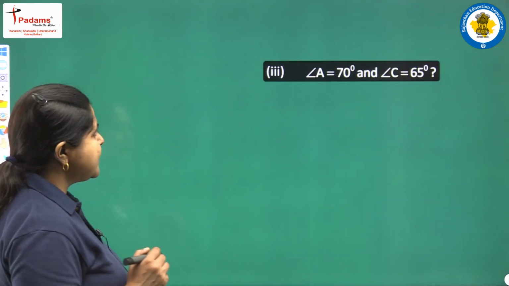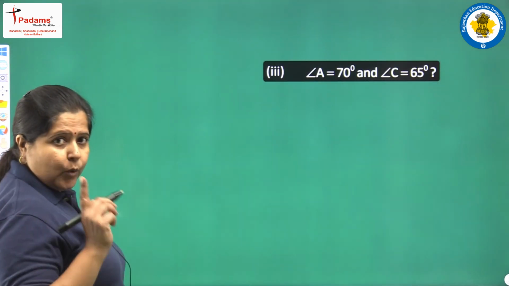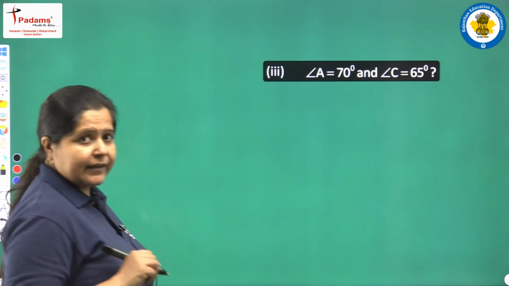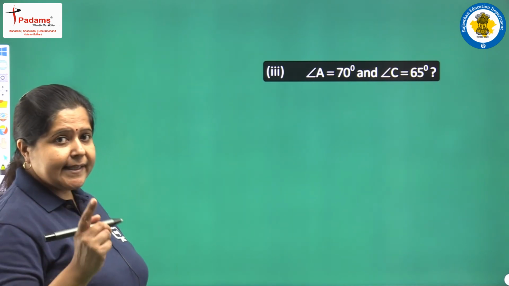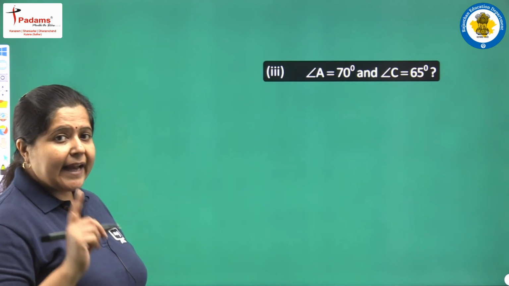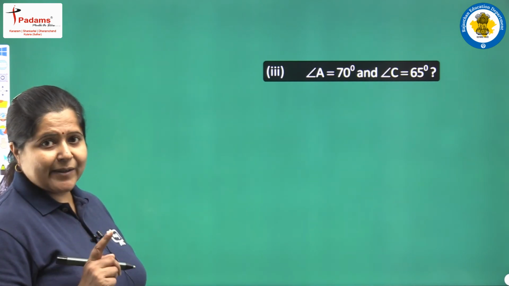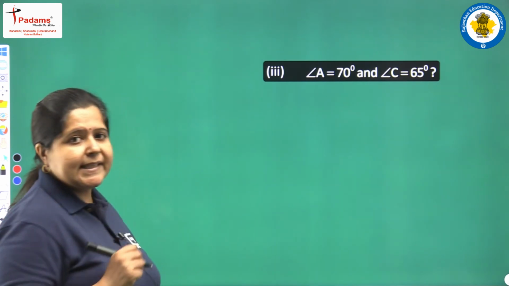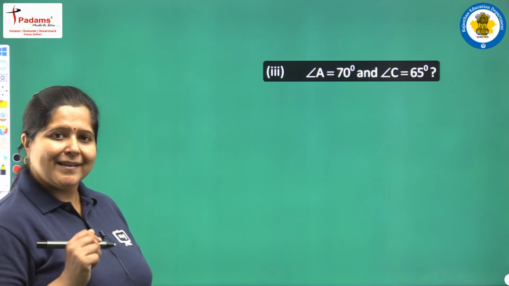We have one more part. In ABCD, a quadrilateral, angle A is 70 and angle C is 65. Clearly, A and C are the opposite angles and they should be equal in a parallelogram. Here, these two angles are not equal, so ABCD cannot be a parallelogram again.